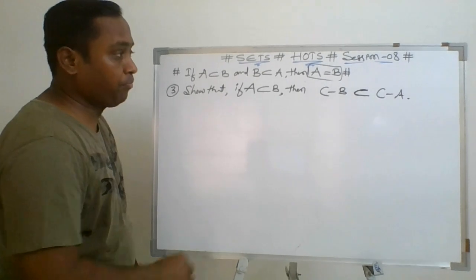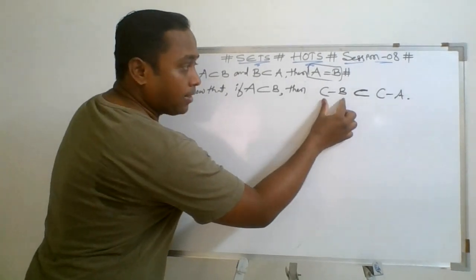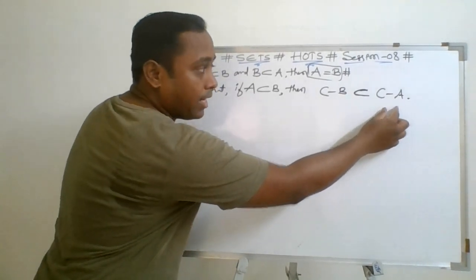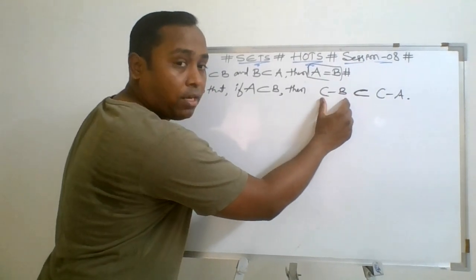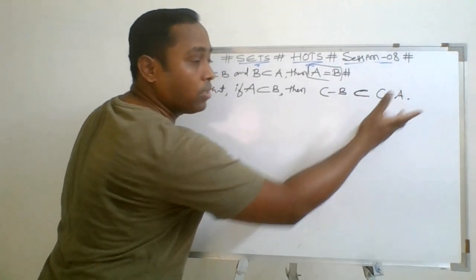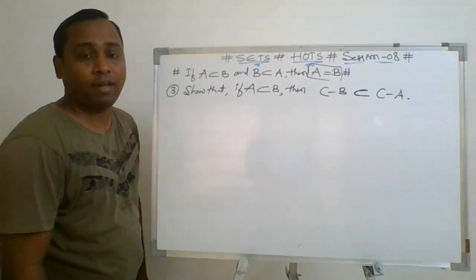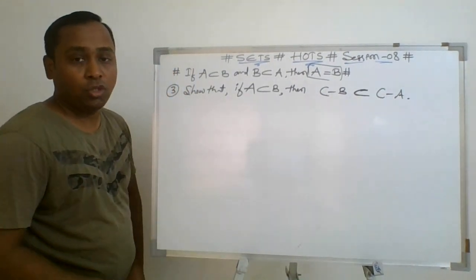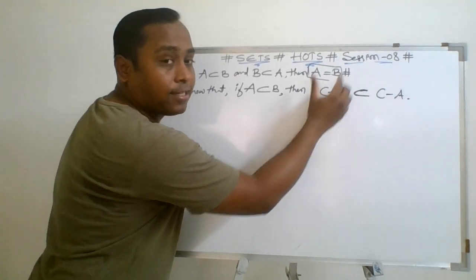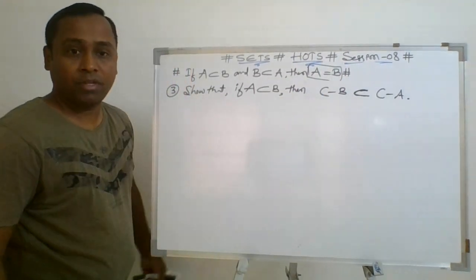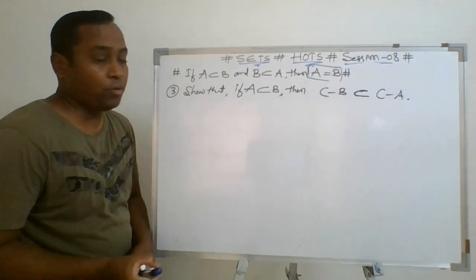Again saying, if this set is a subset of this set, it means that if any element belongs to C minus B, that also belongs to C minus A. This is what we have to prove. So it is sufficient to prove that if X belongs to this set, it also belongs to this one. Enough? So that is what I am going to do.